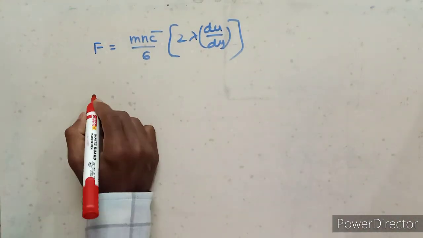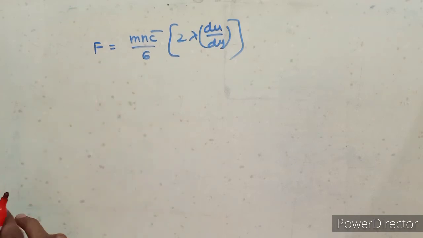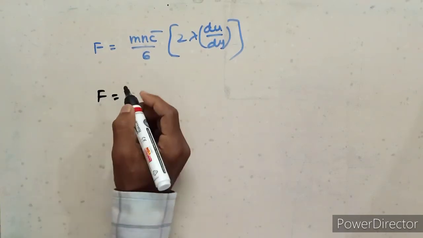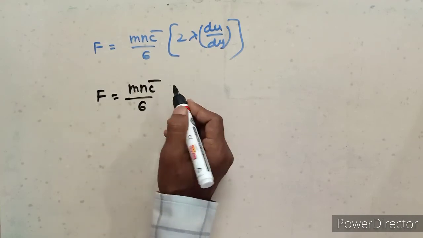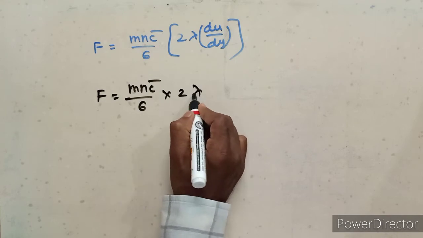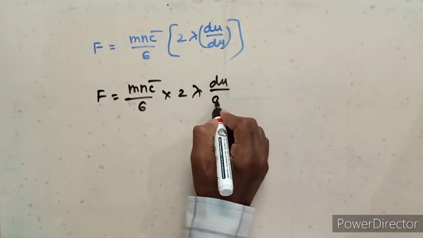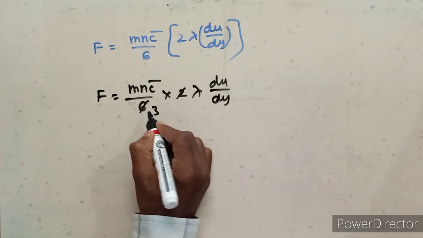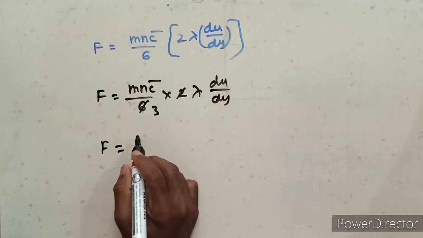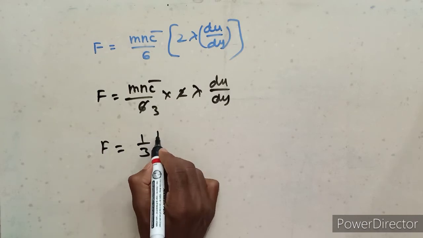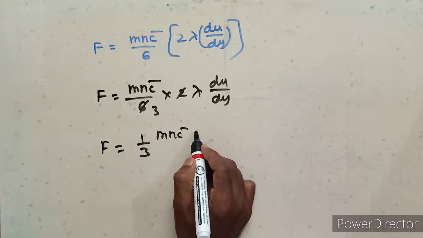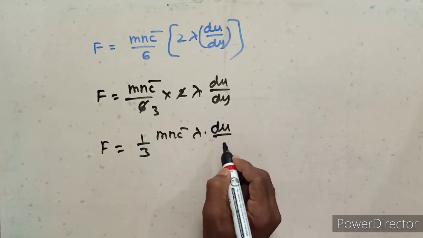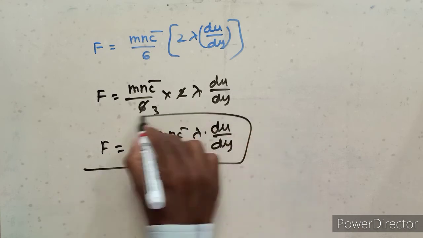Then force equals m n c bar upon 6 into 2 lambda du upon dy. So F equals 1 upon 3 m n c bar lambda du upon dy. This is the force.